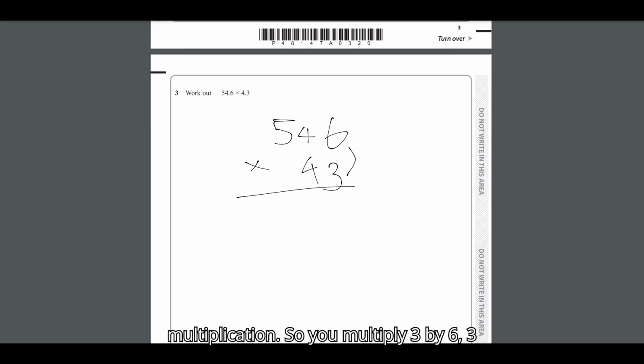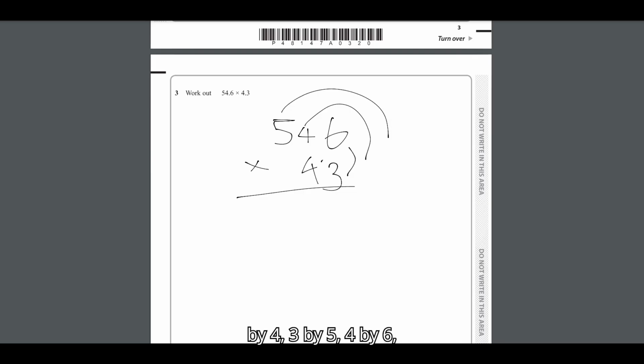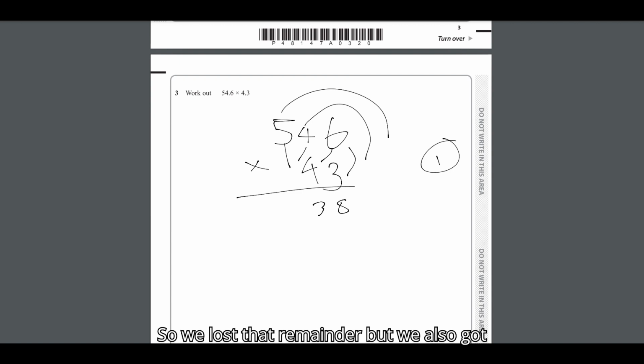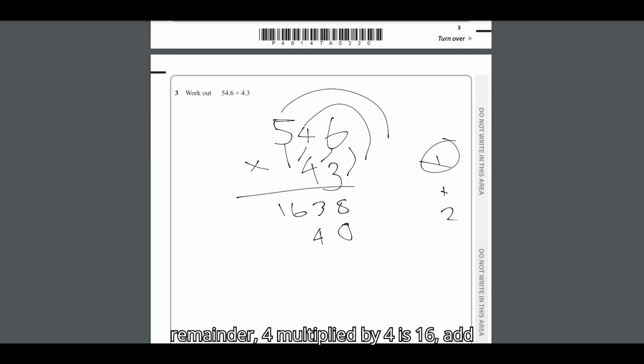So you multiply 3 by 6, 3 by 4, 3 by 5, 4 by 6, 4 by 4, 4 by 5. So 3 multiplied by 6 is going to be 18. You got 1 remainder. I'll write the remainders in this area, it makes it much easier. 3 multiplied by 4 is 12, add 1 is 13. So we lost that remainder, but we also got another remainder. 3 multiplied by 5 is 15, add that 1 is 16. Now we have to add a 0 there, don't forget to add the 0 every single time. 4 multiplied by 6 is 24, 2 remainder. 4 multiplied by 4 is 16, add the 2 is 18, you got 1 remainder. And 4 multiplied by 5 is 20, and then you get 21.